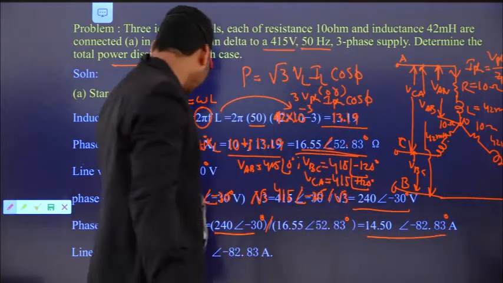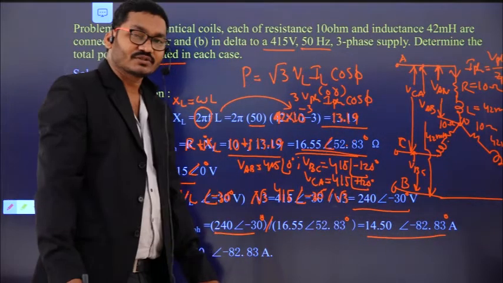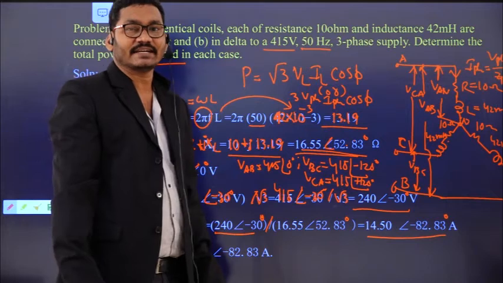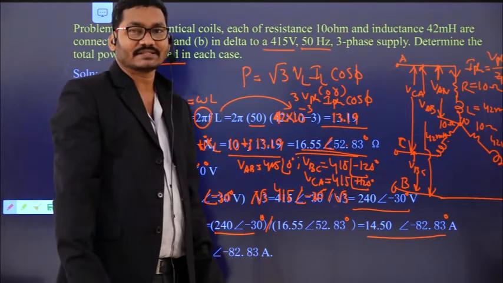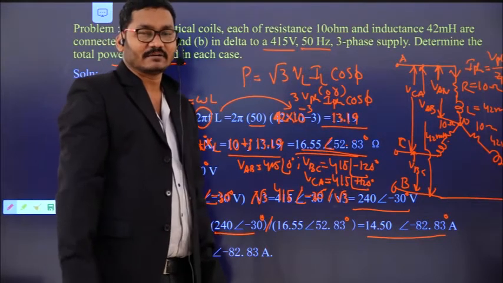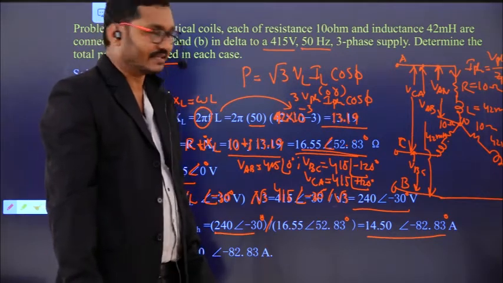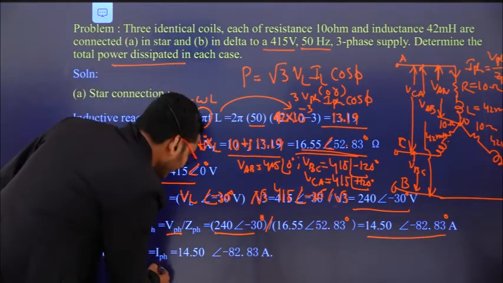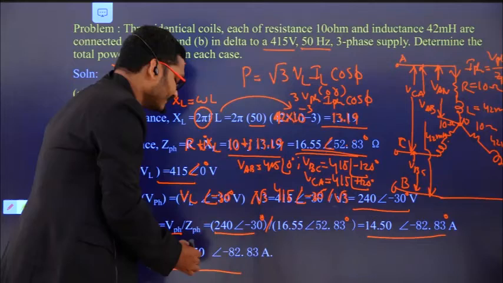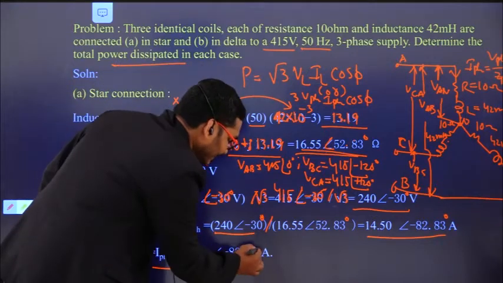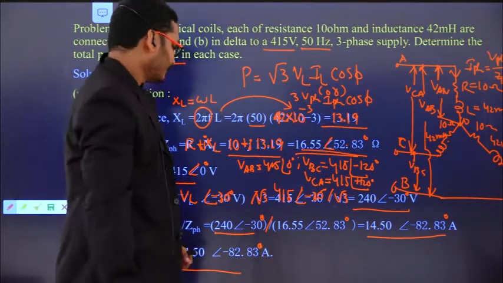This is the phase current. For a star connected load, phase current and line current are the same, because we have already discussed that in star connection the phase current equals line current. So the line current equals the phase current, which is 14.50 at an angle minus 82.83 degrees.